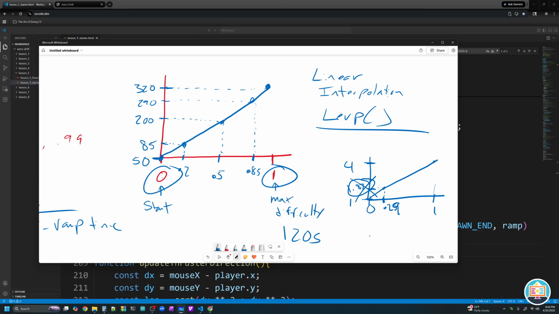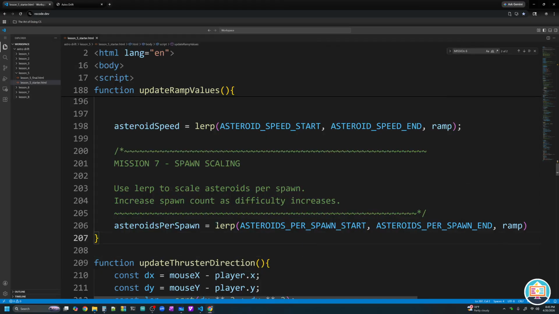That's not possible. When you spawn an asteroid, you can spawn 1, 2, 3, or 4 asteroids. They have to be whole numbers. So if we were told to spawn 1.87 asteroids, that's going to be pretty bad for us. So we're going to actually round that number. So whatever we get from the LERP function, we are going to round it.